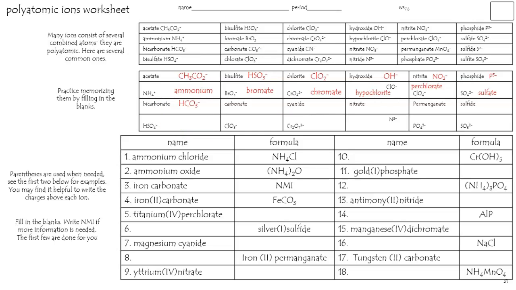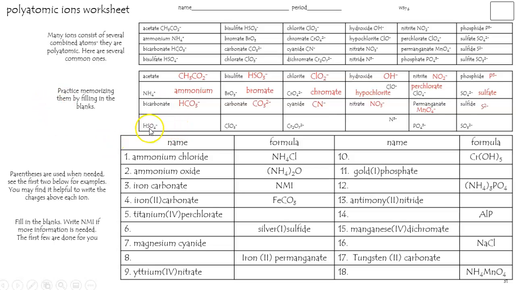A carbonate is CO3 with a -2 charge. Cyanide is CN with a -1 charge. Nitrate is NO3 -1. Permanganate, not that common. It's that purple stuff, potassium permanganate solution. That's MnO4 with a -1 charge. A sulfide is just from the element, so S2-.